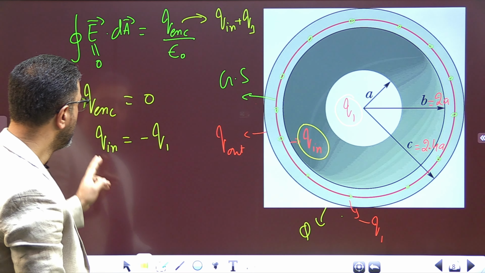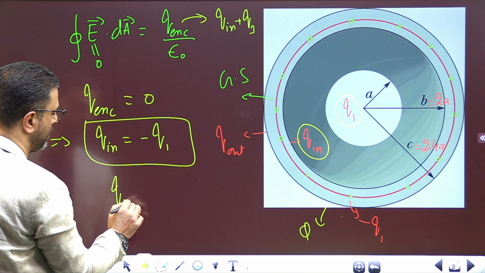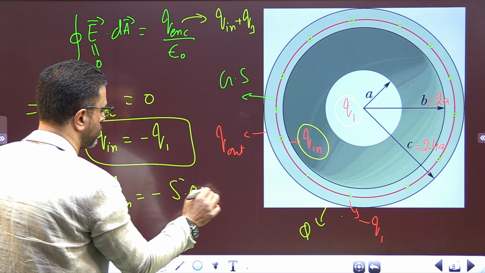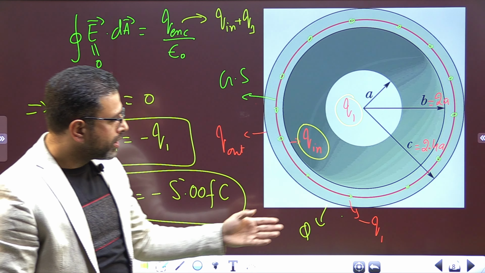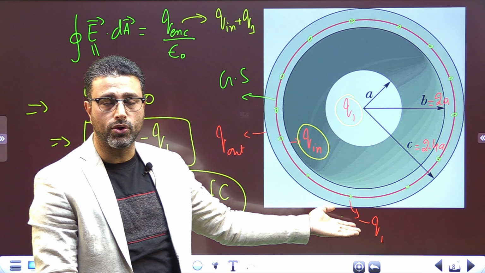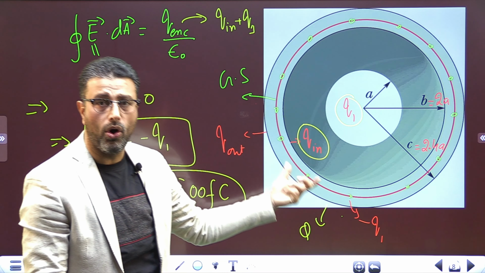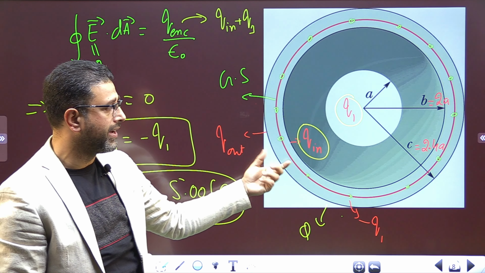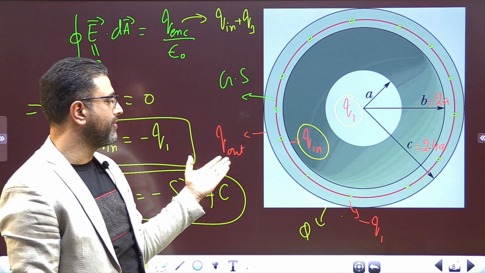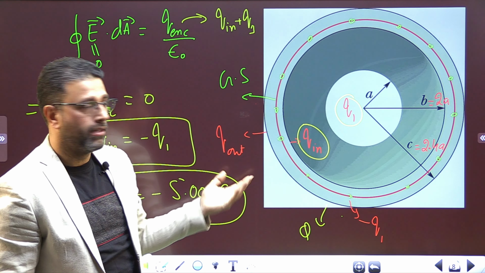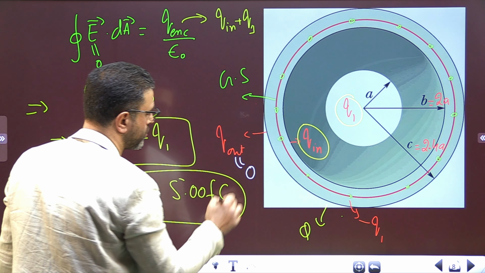So charge on the inner surface is minus Q1, or Q in is equal to minus 5.00 femto coulomb. But then total charge of this spherical shell is minus Q1. That would mean all the charge of this conducting spherical shell is lying on the inner surface. If all of it is lying on the inner surface, then what is on the outer surface? Nothing, because nothing remains there. So Q outer must be equal to 0.